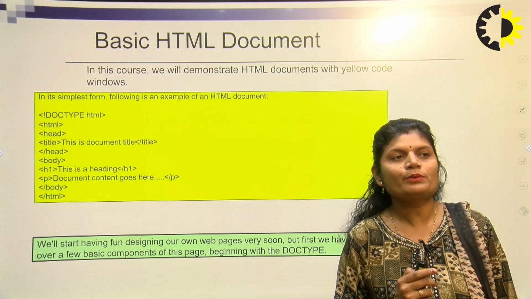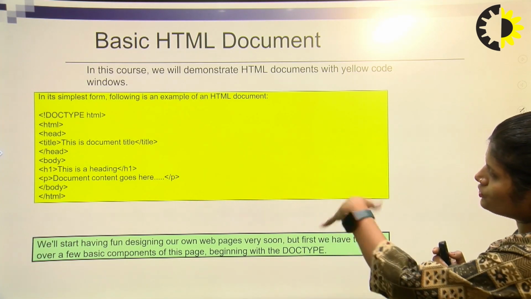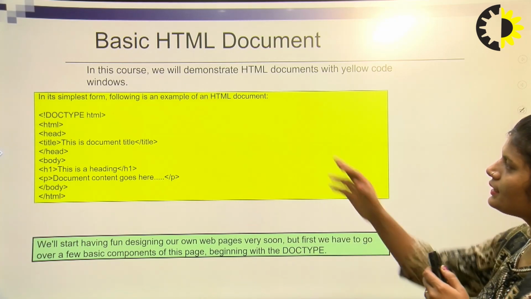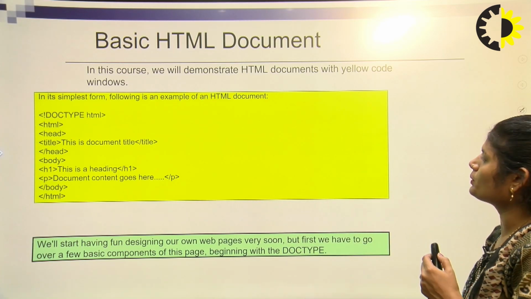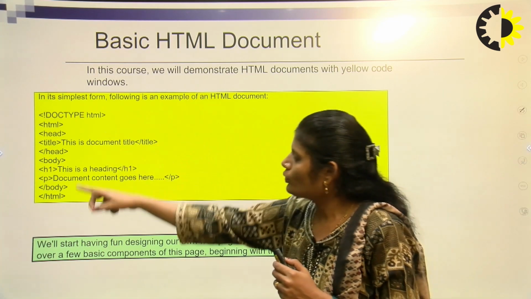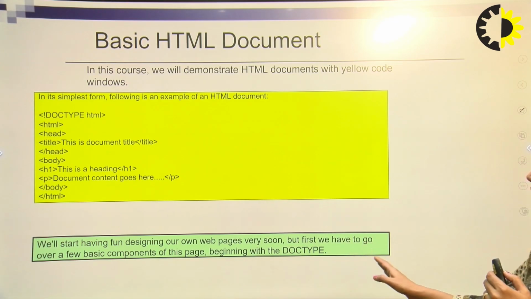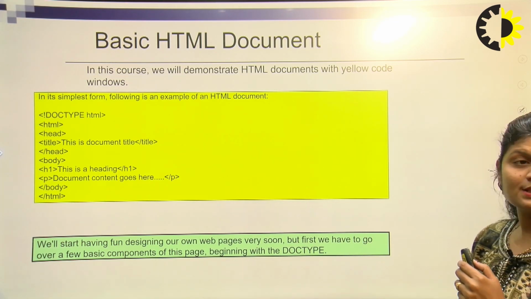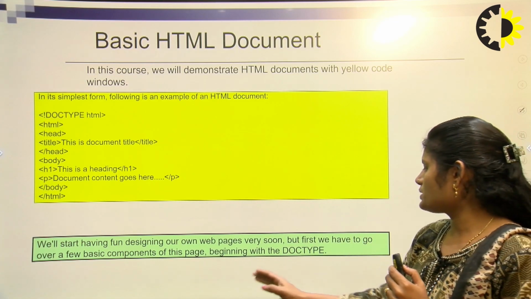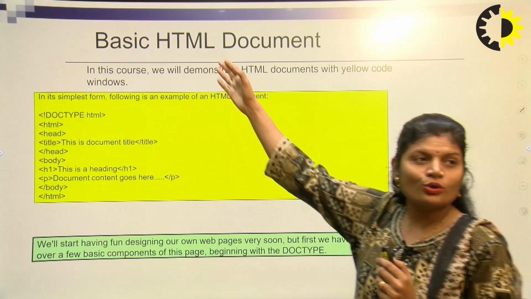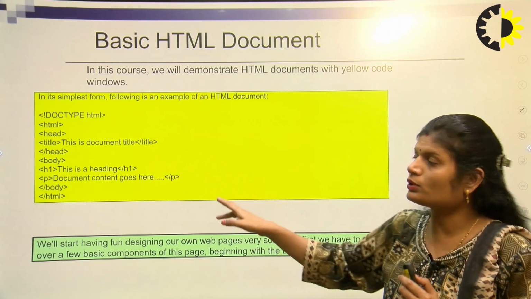So, the basic HTML document. This is the structure of basic HTML. In this course, we will demonstrate HTML documents with code. So, we'll start having fun designing our own web page very soon. But first, we have to go over a few basic components of this page, beginning with the doctype. So, this is the basic structure of an HTML document.